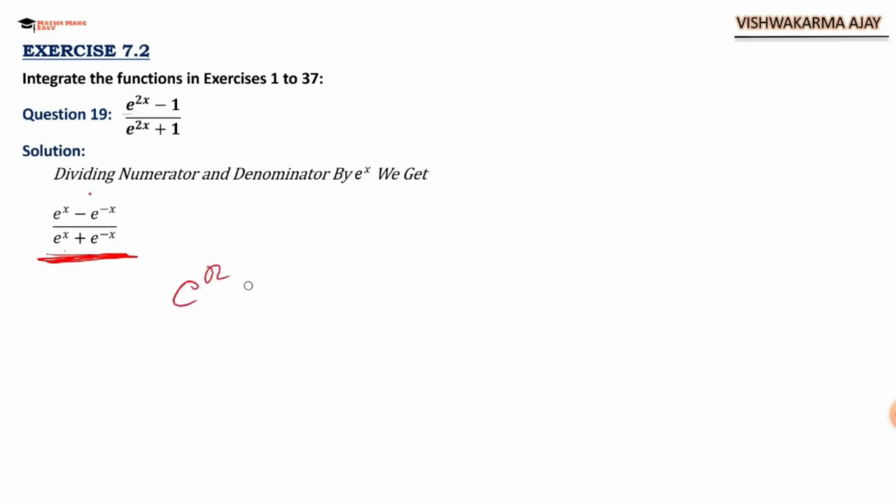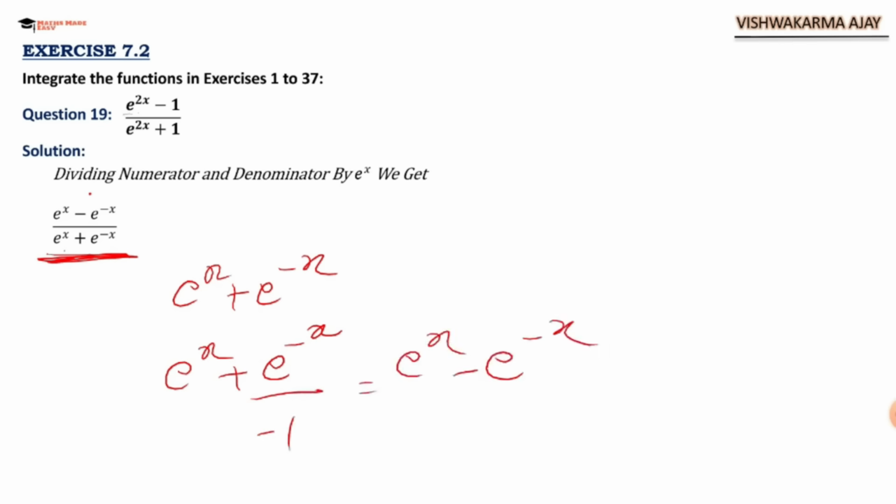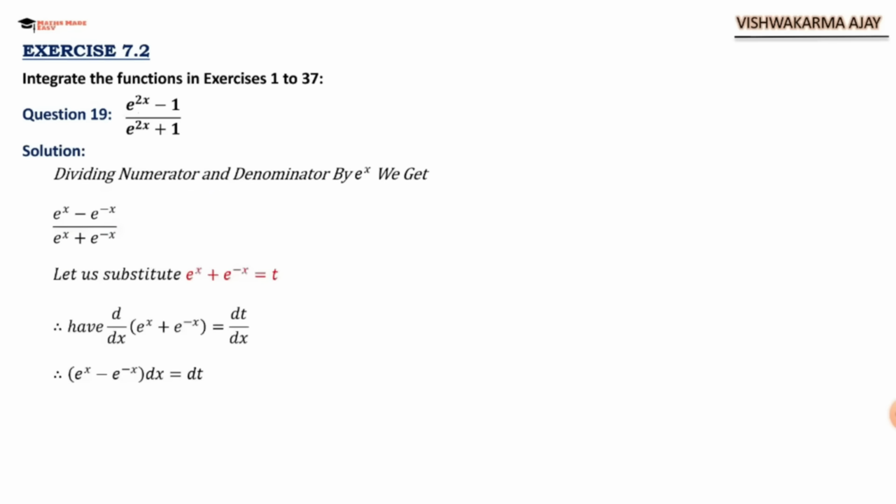The derivative of e raised to x plus e raised to minus x can be written as e raised to x plus e raised to minus x upon minus 1. It is e raised to x minus e raised to minus x. So I am going to take this term as t, and this term will go with dx to make dt. Clear? Let's substitute e raised to x plus e raised to minus x equal to t.